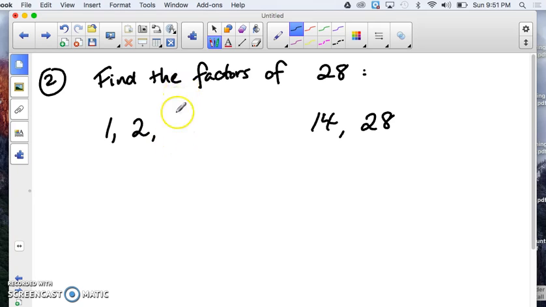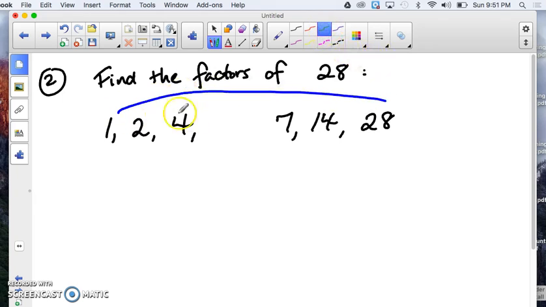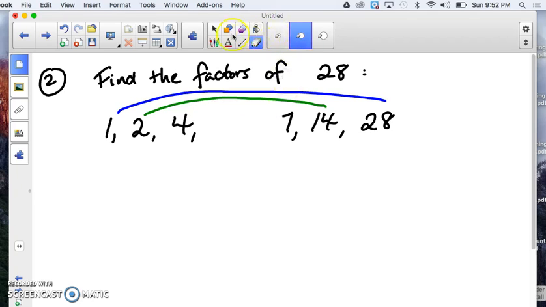Then I think, 4 times what equals 28? It's 4 times 7. Now again, as in the previous example, you know that you've hit the middle when there are no more whole numbers between 4 and 7, so you are finished. Again, you take your different colored pen and you pair up 1 and 28, 2 and 14, and 4 and 7. I should use a different color there. Let's do red here. So 4 and 7.